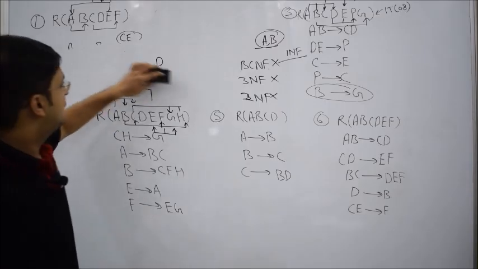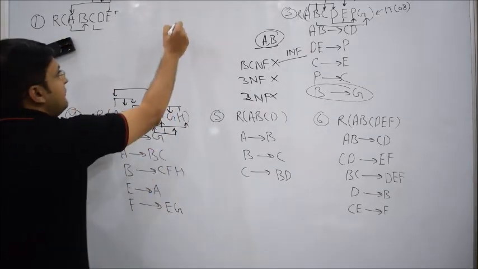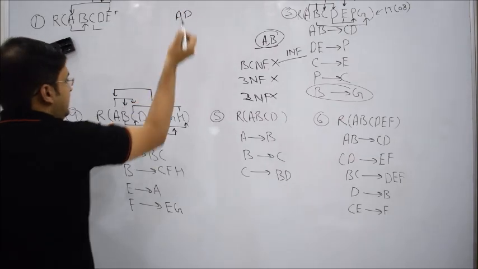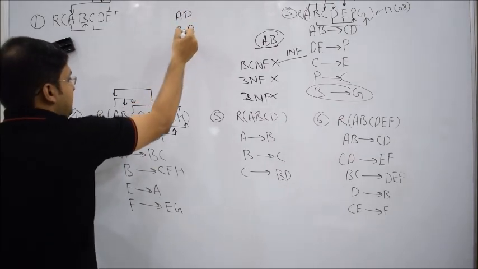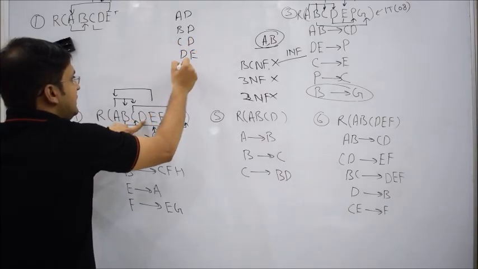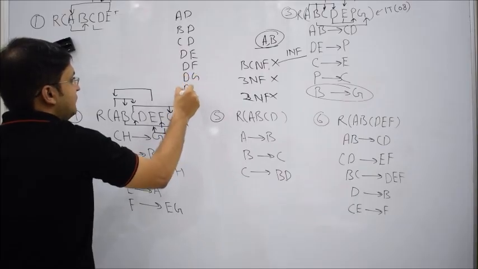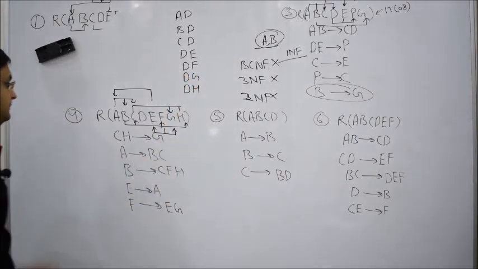It was again a 4-mark question, so it deserved that much effort. Okay, let me try one by one every possibility. AD I have, BD I have, CD, and then DE, and then DF, and then DG, and then DH.